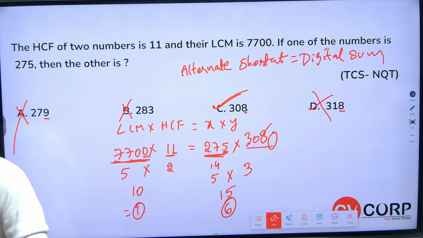Yes, they'll not give you 3 different values. Don't worry about that. This will only work for 2 values.